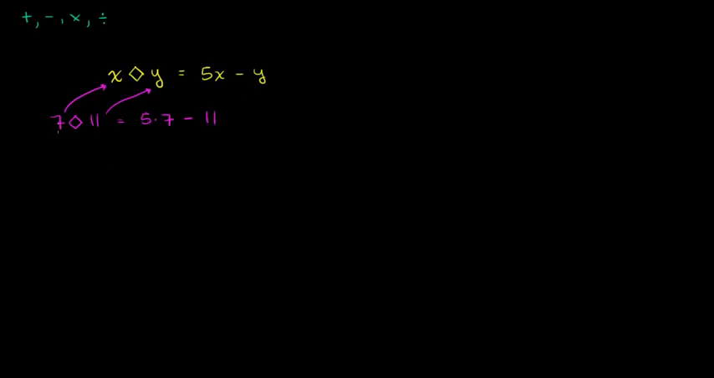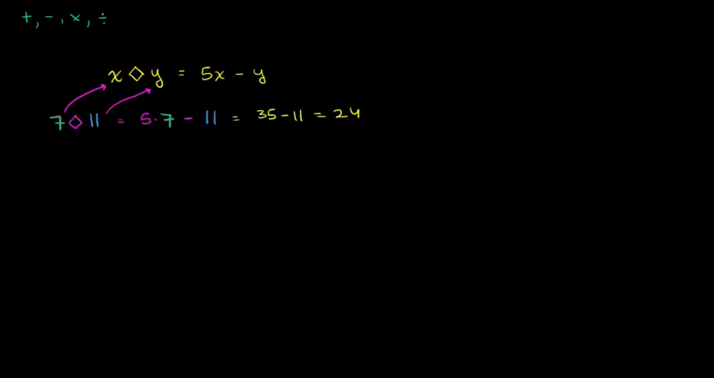Let me mark the numbers. So this is the 7. This 7 is this 7. And this 11 is this 11 right over here. And then we just evaluate that. So 5 times 7 is 35. So this is equal to 35 minus 11, which is equal to 24. So 7 star, or not, this isn't a star, 7 diamond 11 is equal to 24.